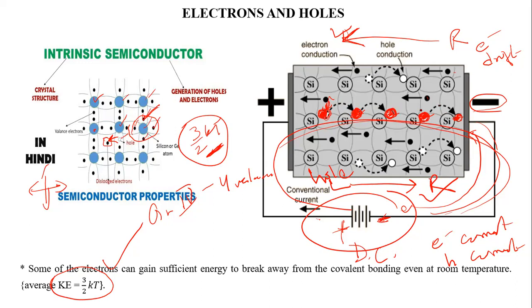So free electron conduction occurs in the conduction band. Hole conduction takes place within the valence band, because it is simply the shifting of an electron from one chemical bonding to another chemical bonding.